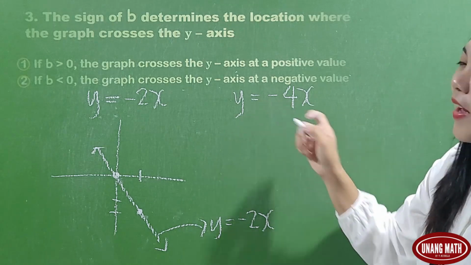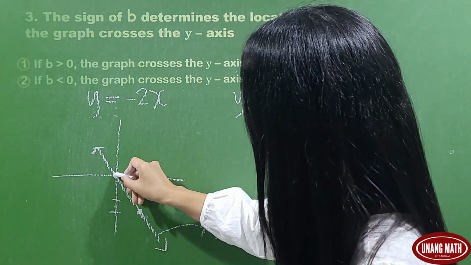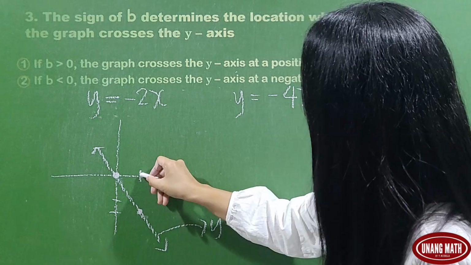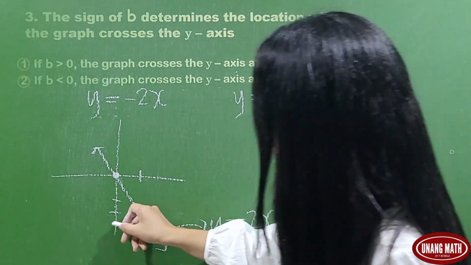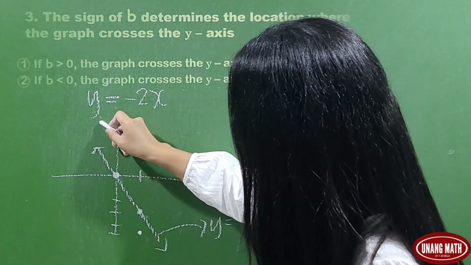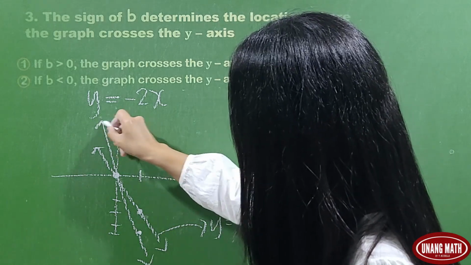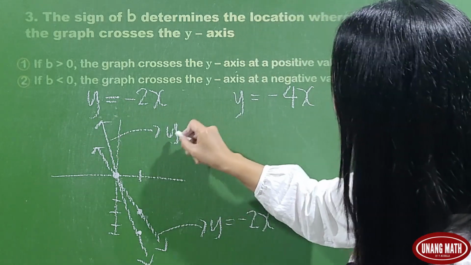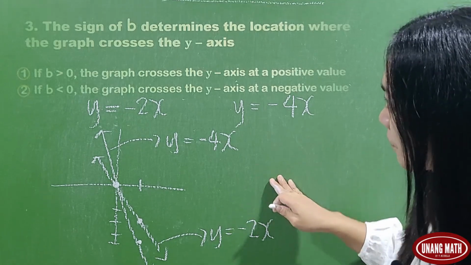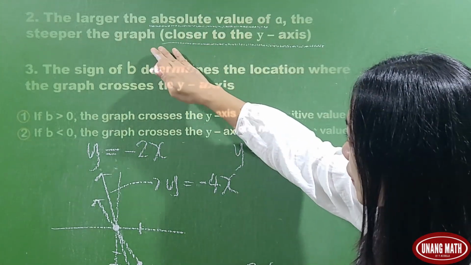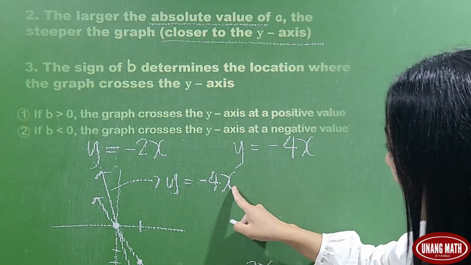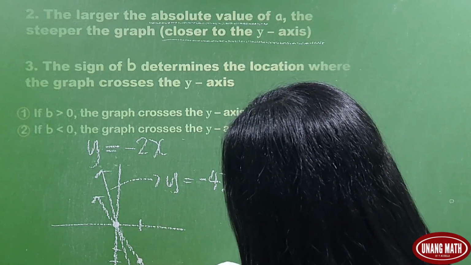What about y is equal to negative 4x? The graph also passes through the origin. Let's get another point. If x is 1, then our y is negative 4. So x is 1, and then y is negative 4. So another point is here. And if we are going to graph, then the graph looks like this. So this is the graph of y is equal to negative 4x. So you can see in these graphs, the larger the absolute value of A, it's steeper or it's closer to the y-axis. So the graph of y is equal to negative 4x is closer to our y-axis.